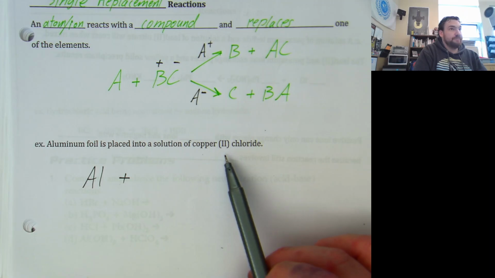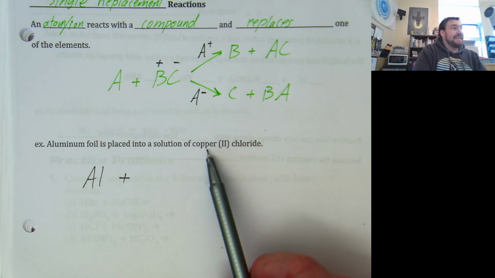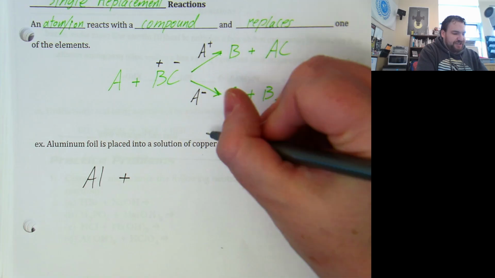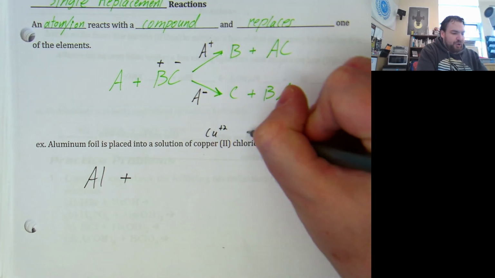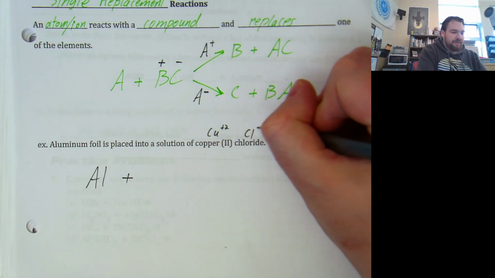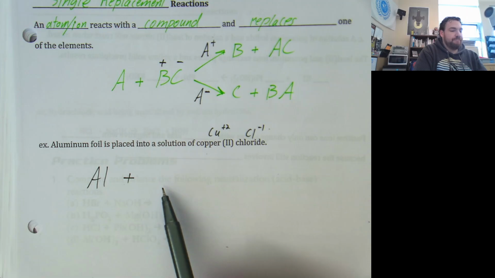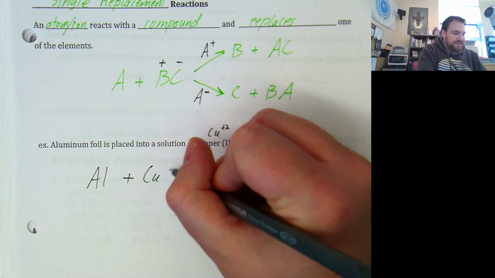It's not CuCl. What does that Roman numeral 2 tell you about the copper? It tells you the charge. So this is going to be Cu plus 2. Chlorine has what charge? Chlorine's in the top right of your periodic table. What's the charge? Okay. Thank you, Josiah. So then what is the formula for copper-2 chloride going to be? CuCl2.